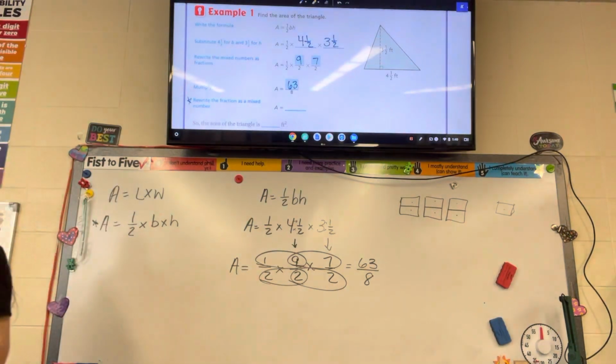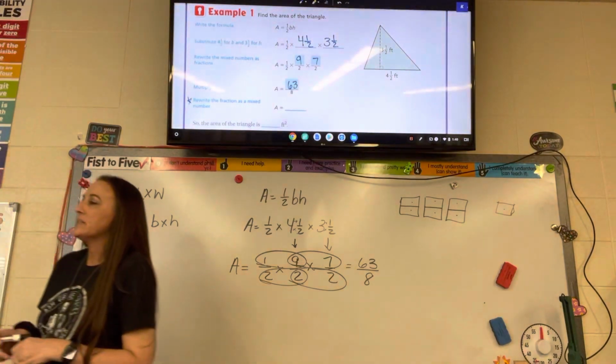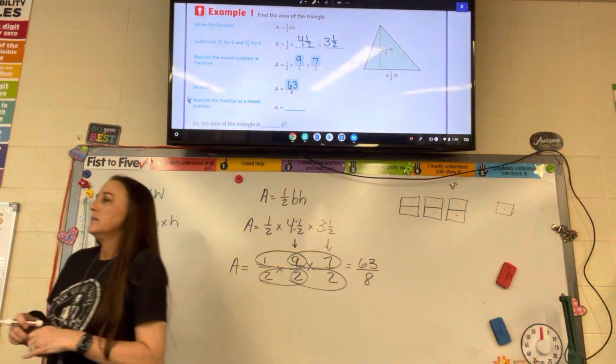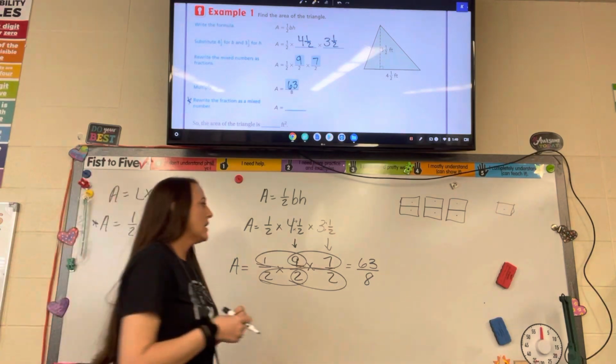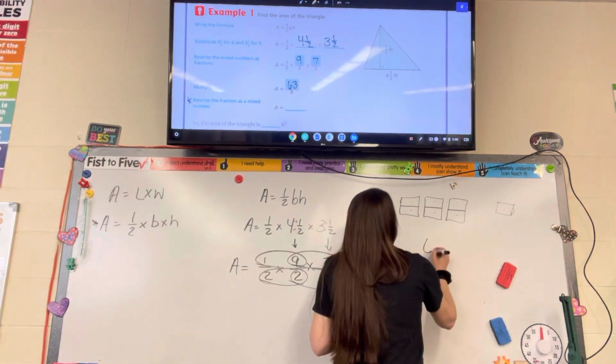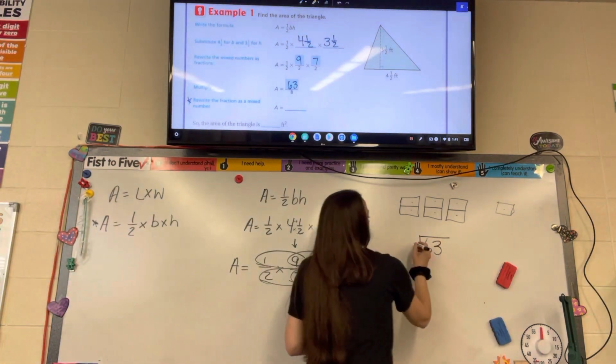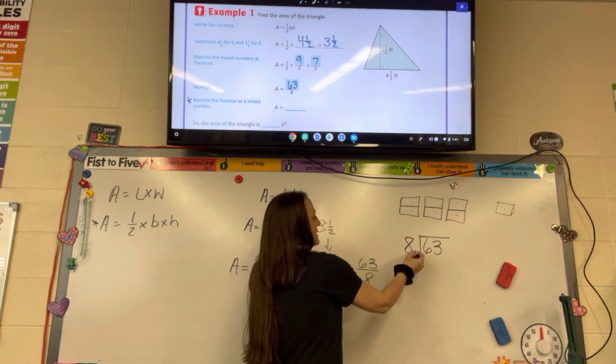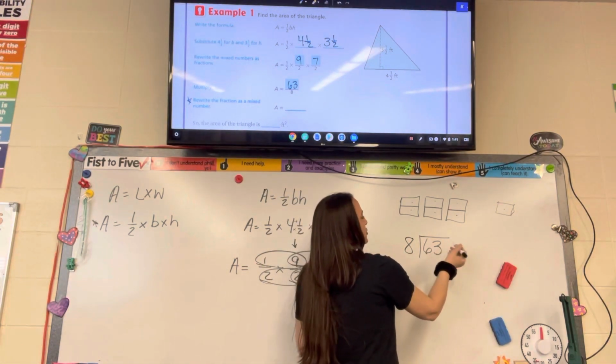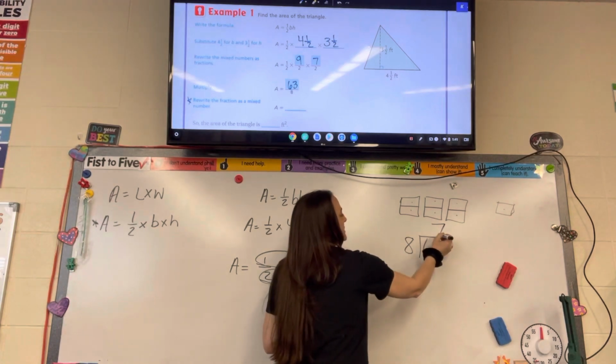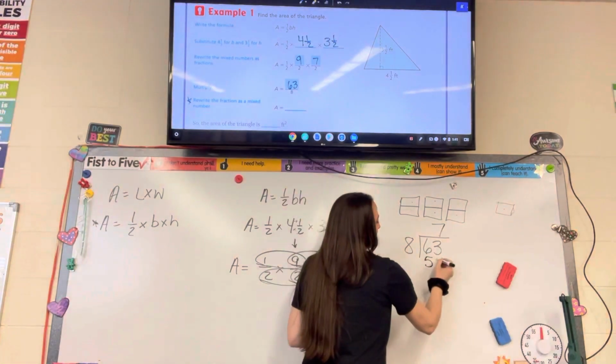How do we rewrite an improper fraction as a mixed number, Briley? You divide the numerator by the denominator. Yep. Tally mark for you. 63, the numerator, divided by the denominator, 8. How many times does 8 go into 63? Shout it out. 7 times. 7 times 8 is 56.